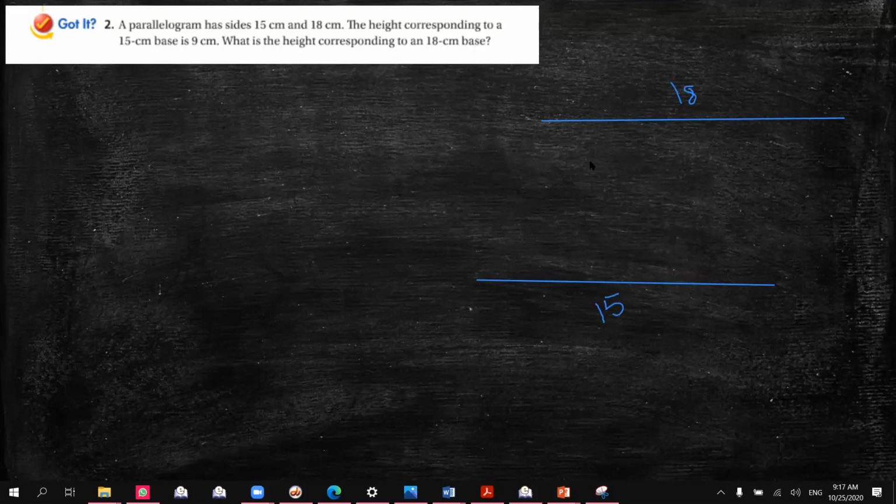Now, by the way, why do we call them parallelograms? Who can tell me? Because each two sides are parallel to each other. Yes, thank you. Because each two sides are parallel to each other. This one and this one are parallel. And also, if you draw another side, like this one here, and this one here, they are parallel to each other. That's why we call it a parallelogram.